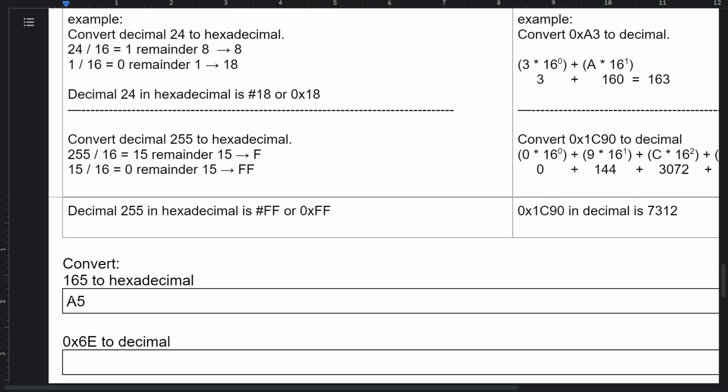So let's think about this. A is 10. What's 10 times 16? Well, that's 160. And then what's 5? Well, it's 5. So 160 plus 5 gives us 165. Let's make sure that it's clear, though. Let's use 0xA5, and we know that is a hexadecimal number.